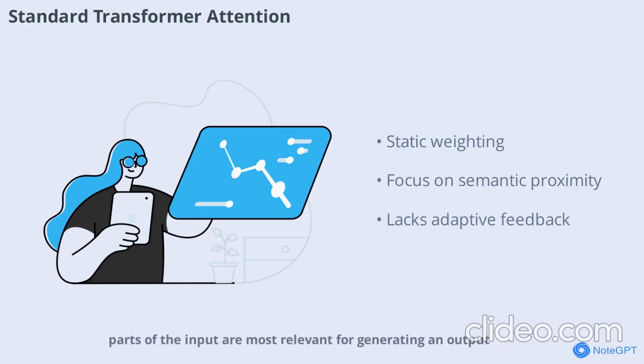Traditional transformer models use a mechanism called attention to determine which parts of the input are most relevant for generating an output. This process involves calculating attention weights based on the similarity between query, key, and value vectors. While effective, this approach is largely static, prioritizing semantic proximity without considering systemic balance or adaptive feedback. As a result, standard attention mechanisms may overlook the importance of maintaining equilibrium between novelty and structure, which can limit the model's ability to adapt and self-correct.